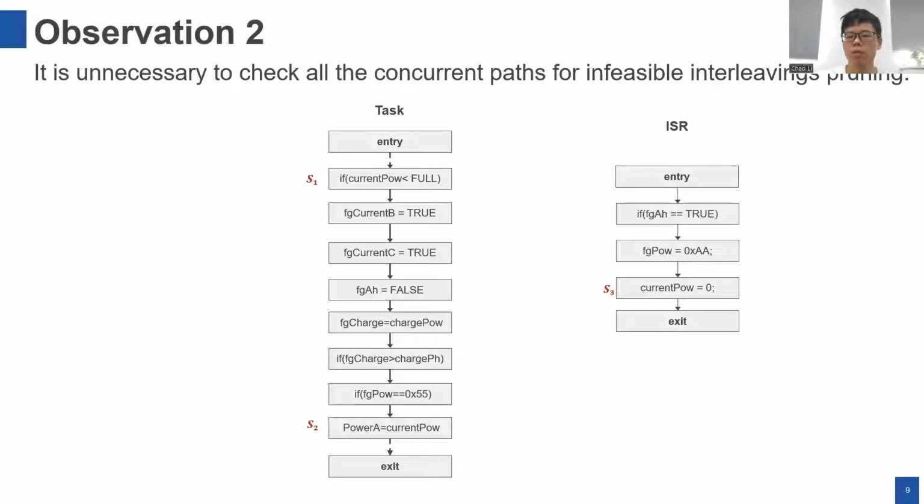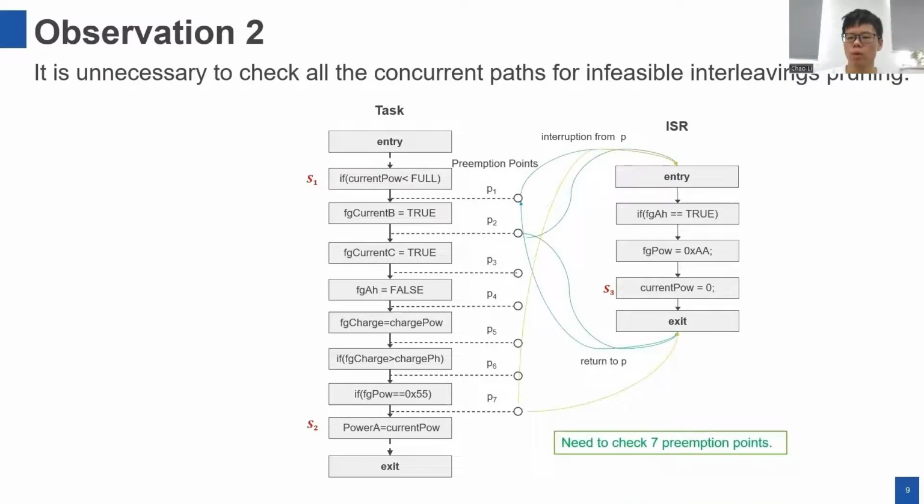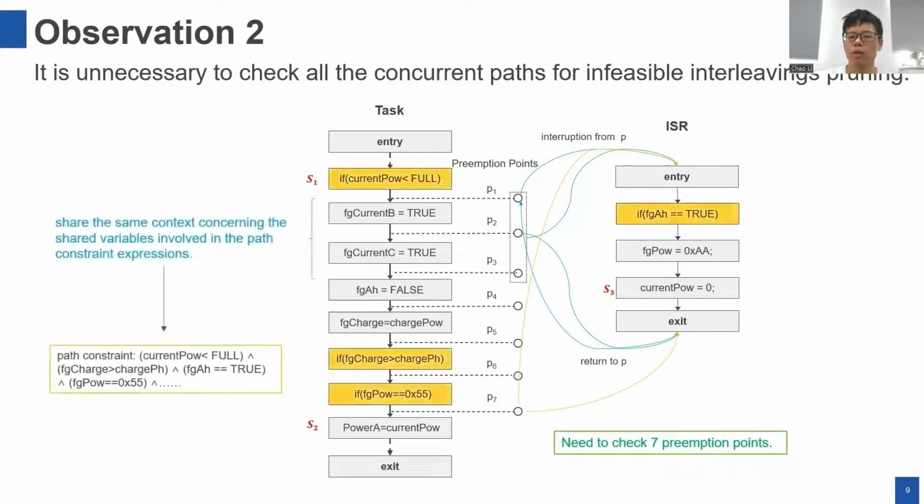And the second observation is, it is unnecessary to check all the concurrent paths when pruning infeasible interleavings. Naively, we should check every preemption point. This will result in numerous concurrent paths being checked. However, different points may share the same context concerning the shared variables involved in paths' constrained expressions.